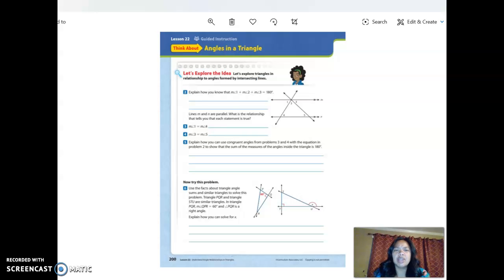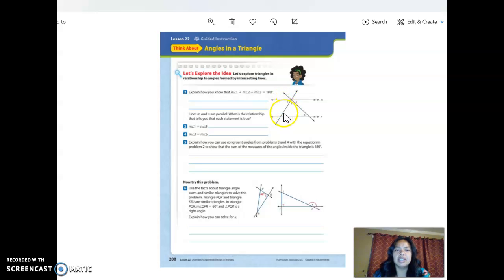So it says number 2, explain how you know that the measurement of angle 1, so right here, angle 2, and angle 3 equals 180 degrees. So from what we've learned, how do we know that these 3 angles equal 180 degrees? Okay. Number 3, the measure of angle 1 and angle 4. How do we know that they're equal?